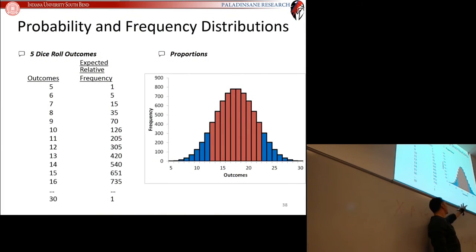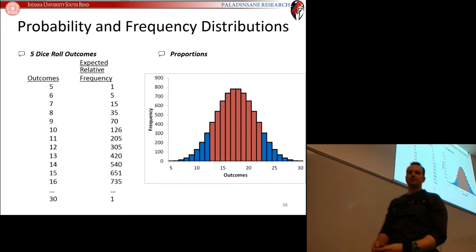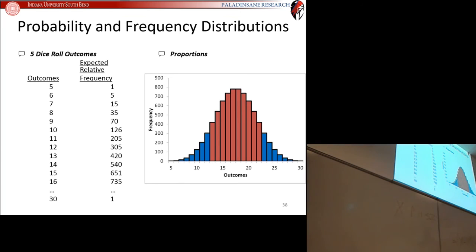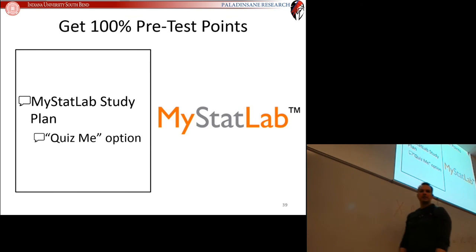The one thing I want you to take home and get an understanding of is that probabilities correspond directly to pieces, proportions, of a frequency distribution. All right, are there any questions on that intro to probability? It's all good? All right, so that's where we're going to end the second hour.